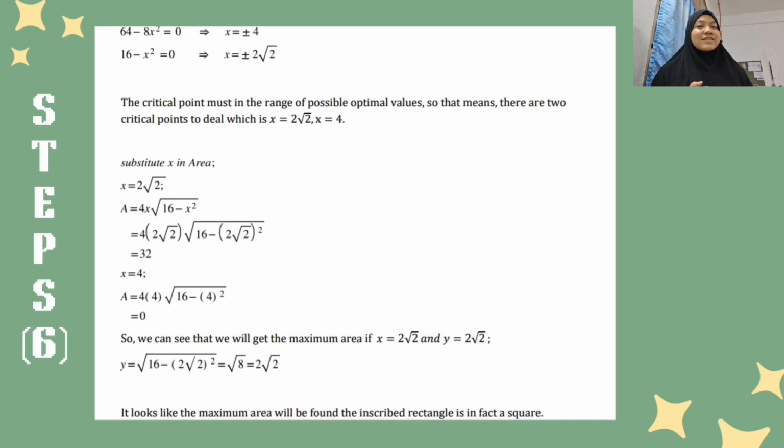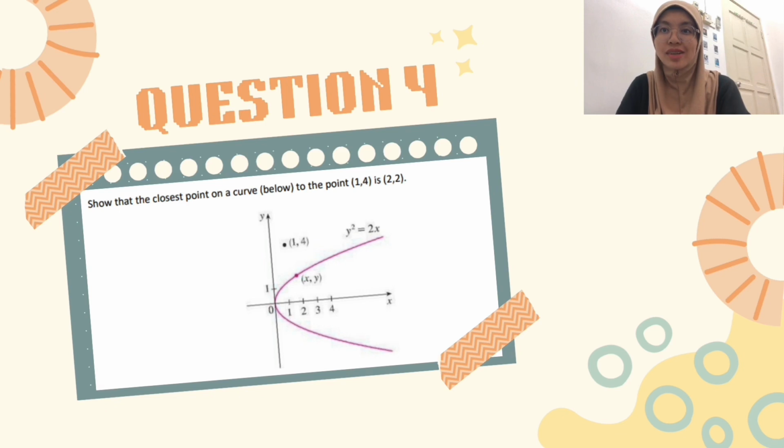So we can see that we will get the maximum area if x equals 2√2 and y equals 2√2. So the y value is 2√2. It looks like the maximum area found in the inscribed rectangle is in fact a square. Thank you. So next is question 4.